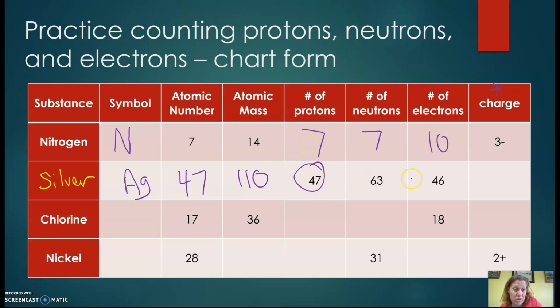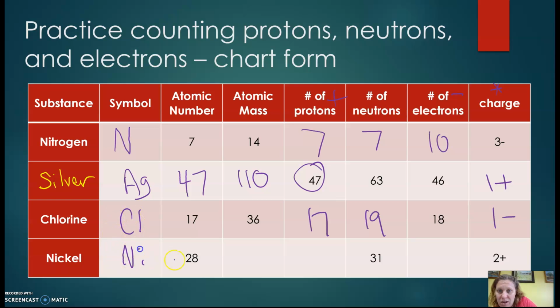Charge. Protons and electrons: you look at those, they're the things that have charge. These are a plus charge, these are a minus charge. So I have one more positive than negative. That's a 1 plus. Chlorine, symbol Cl. Atomic number is 17, so protons is 17. Neutrons, 36 minus 17. Well, I said that backwards, but whatever. 19. So that means one more negative than positive. It's a 1 minus.